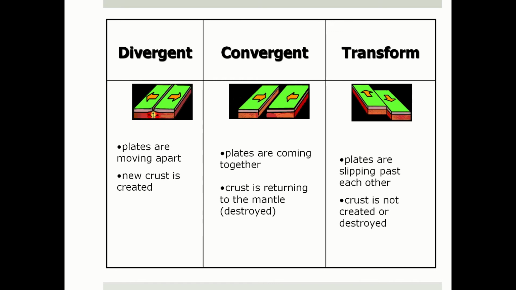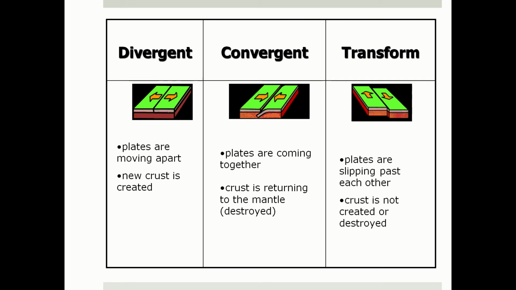The separation of the plates allows some of the material from the asthenosphere to rise, and eventually become new seafloor as it cools. We also have subduction zones, or converging plate boundaries. This is where plates are coming together. One of those plates is subducted beneath the other, resulting in lithosphere returning to the asthenosphere and being recycled.